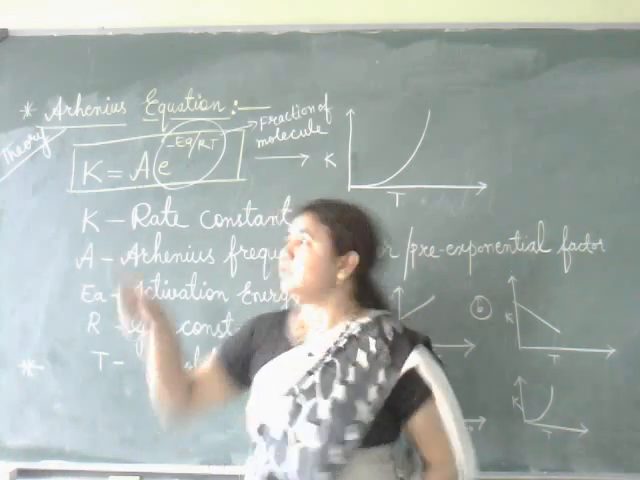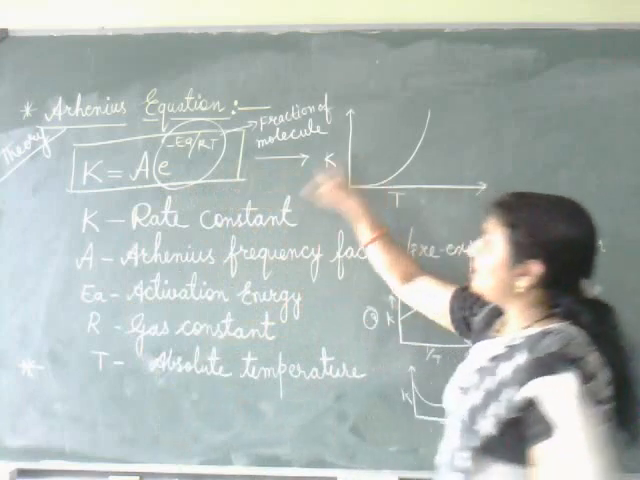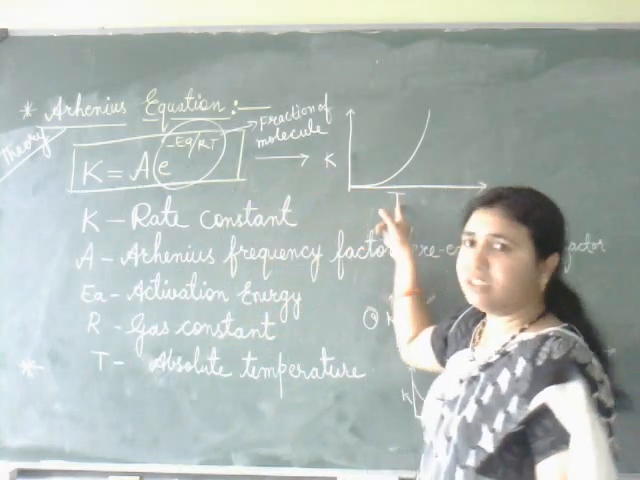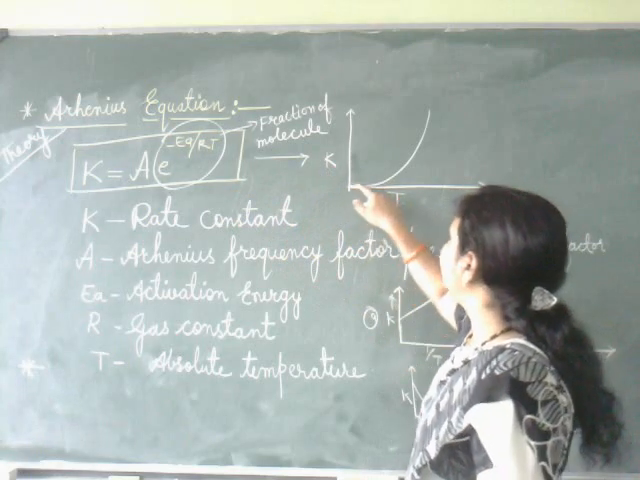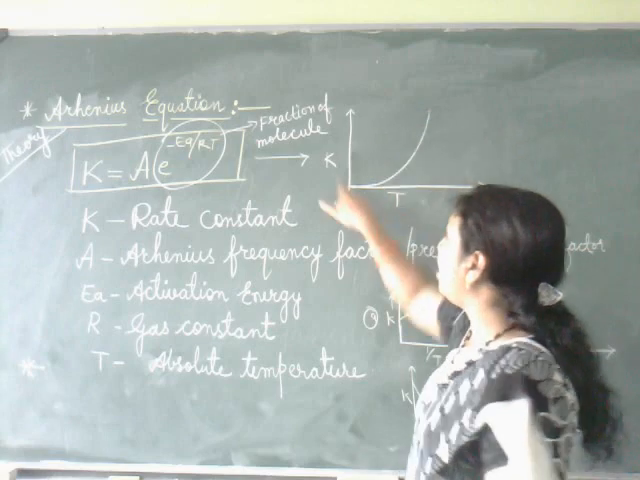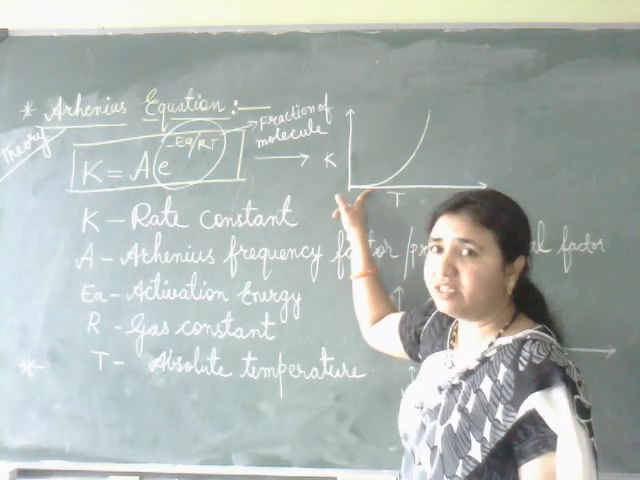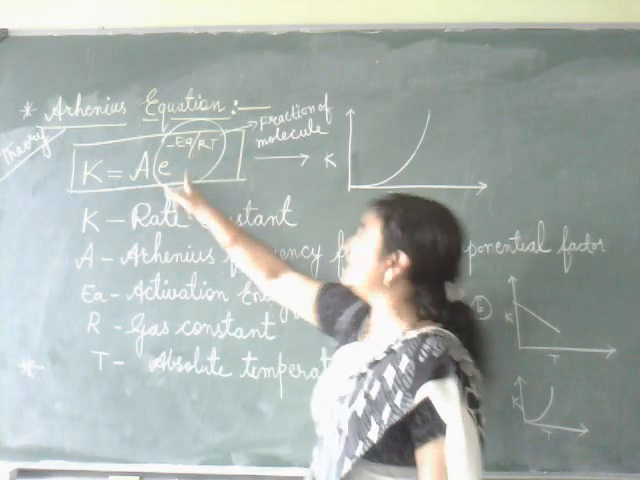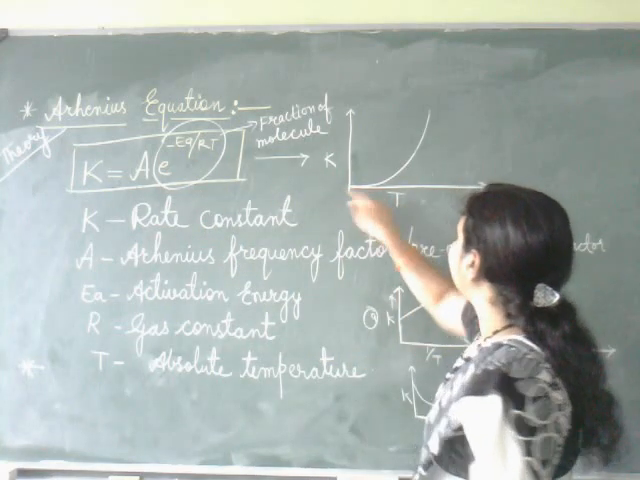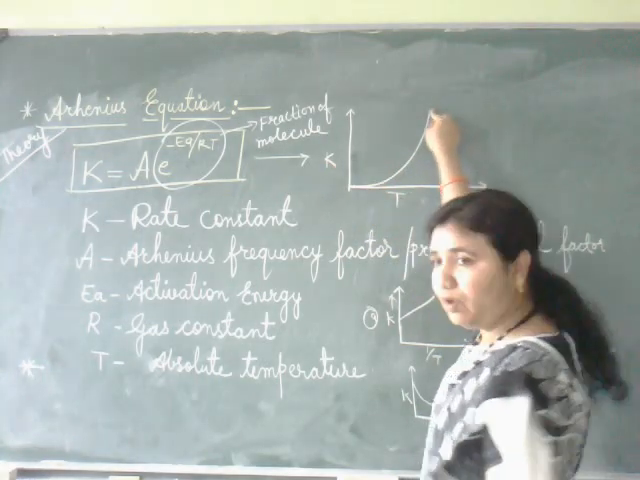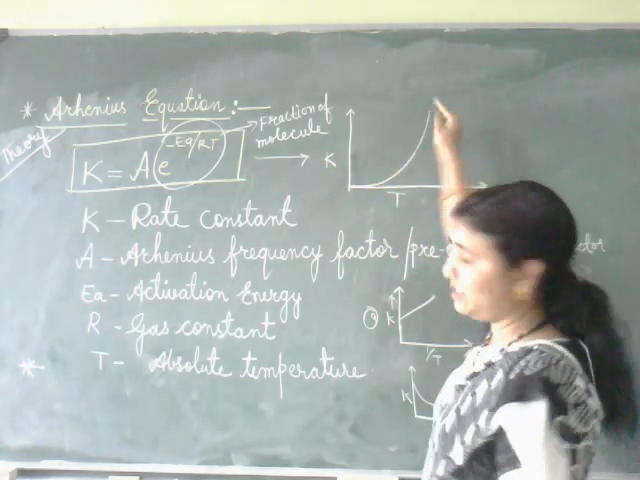If you see the graph for this equation, rate constant versus temperature, the rate constant value increases, but how does it increase? Exponentially. Here this is temperature. If temperature increases, rate constant also increases. How? Exponentially.